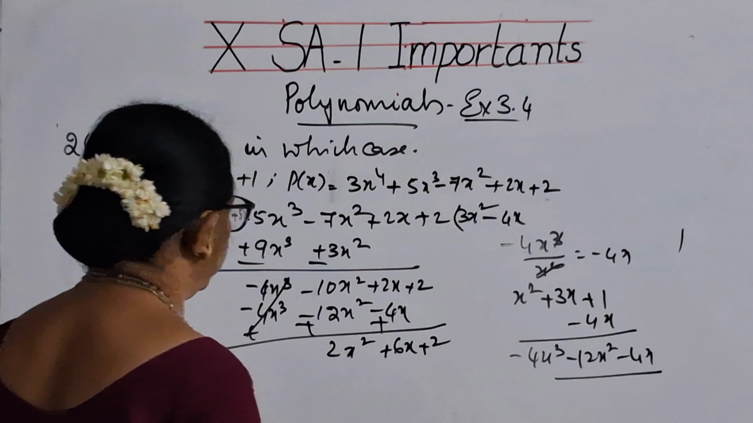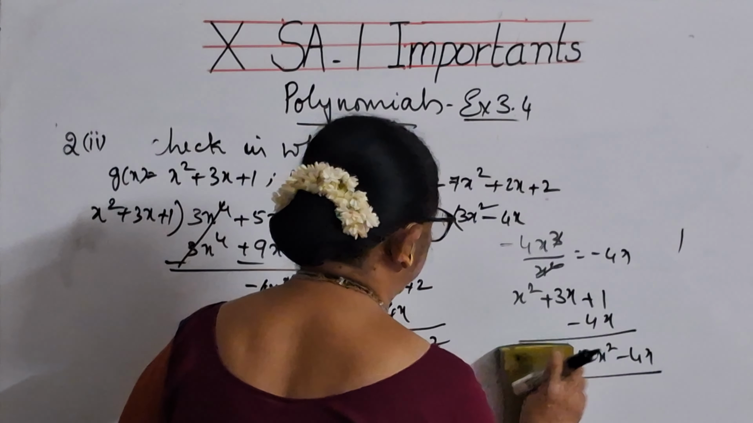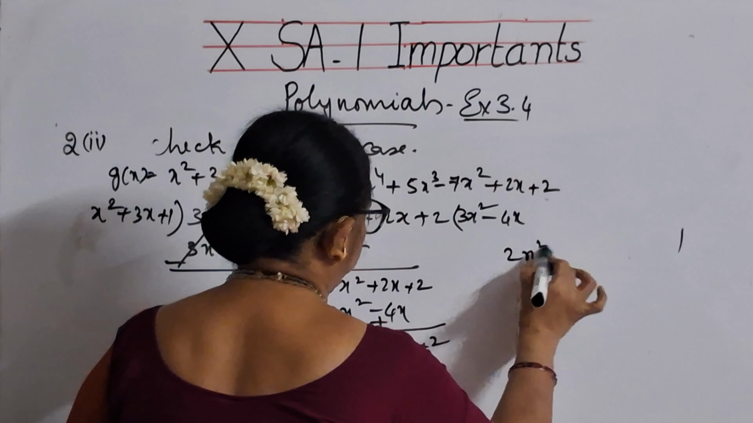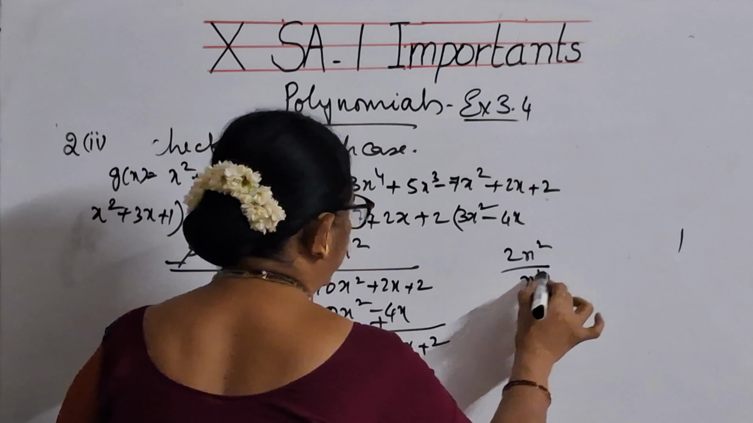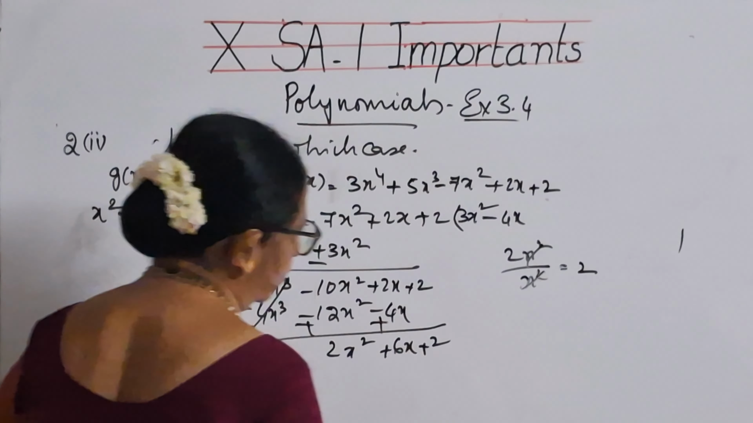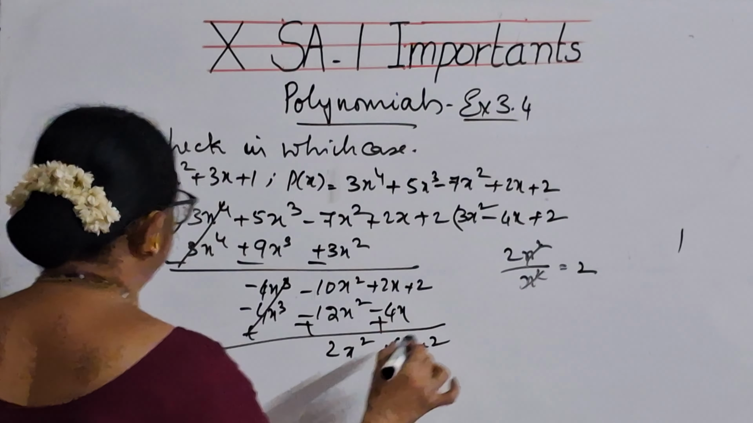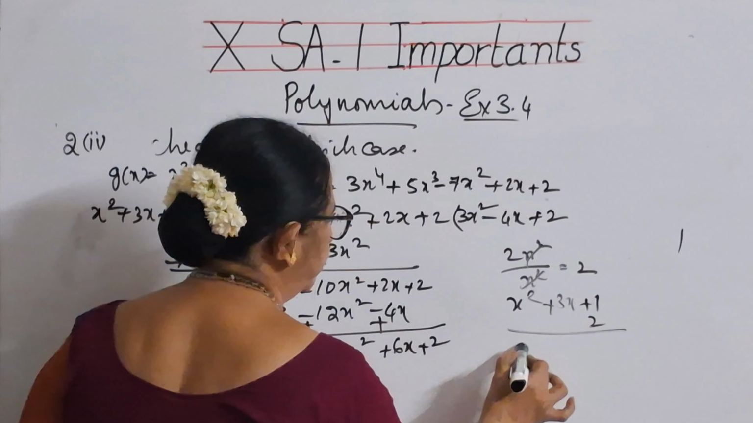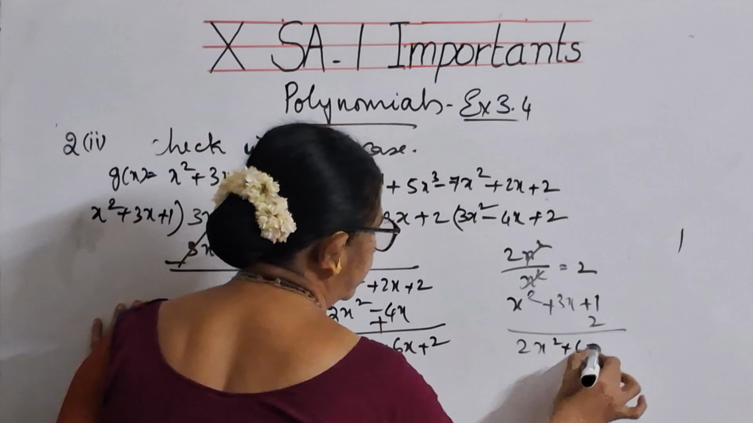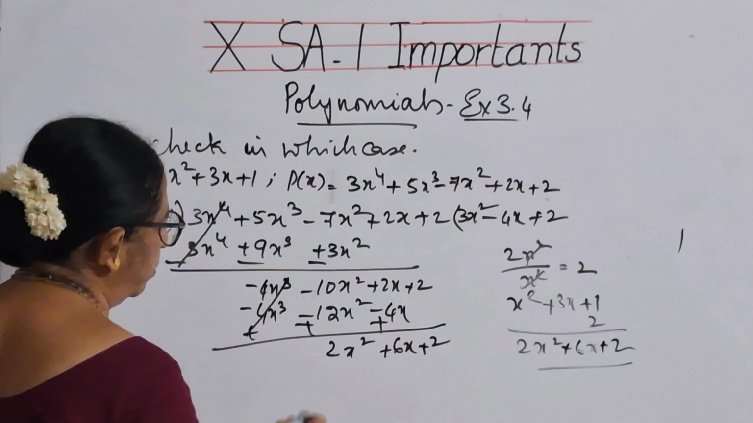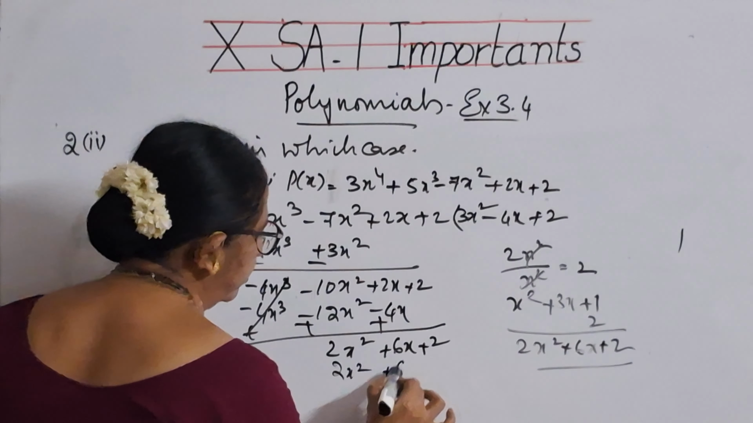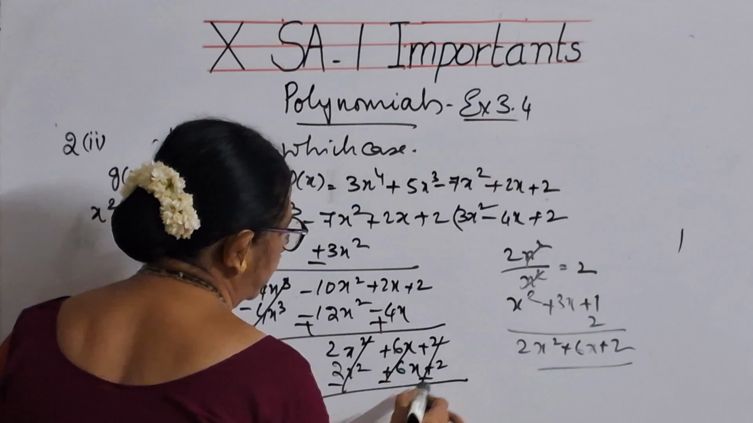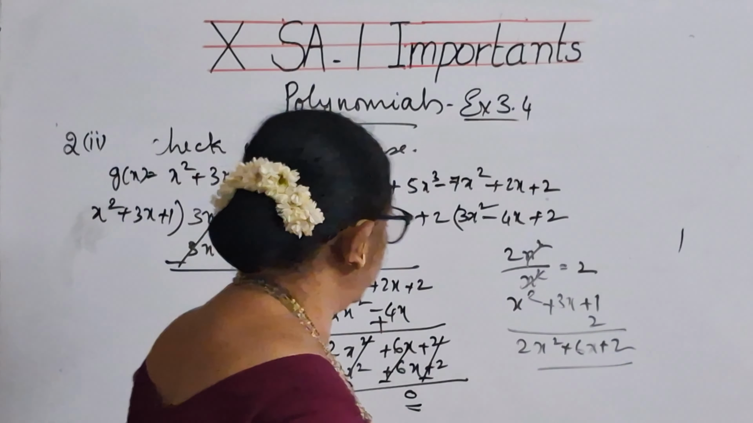So again you have to divide it. The same procedure you need to follow. What is that? You have to take 2x square and divide it by x square. How much are you getting? 2. So take plus 2 here and multiply x square plus 3x plus 1 by 2, you are getting 2x square plus 6x plus 2. So when you are subtracting, everything gets cancelled and you are getting 0, children.